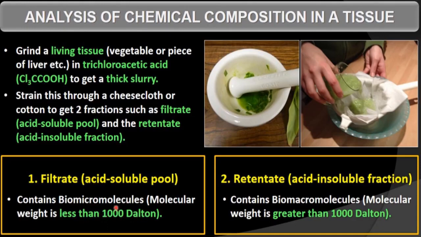These biomicromolecules are soluble in acid, in trichloroacetic acid. Here by acid we mean trichloroacetic acid. So this portion is soluble in trichloroacetic acid, that's why we are getting it as filtrate, and this portion is not soluble in trichloroacetic acid, that's why we are getting it as retentate, right? So here we will get biomicromolecules and biomacromolecules as two separate parts. So we can say these biomolecules are of two types, biomicromolecules and biomacromolecules.